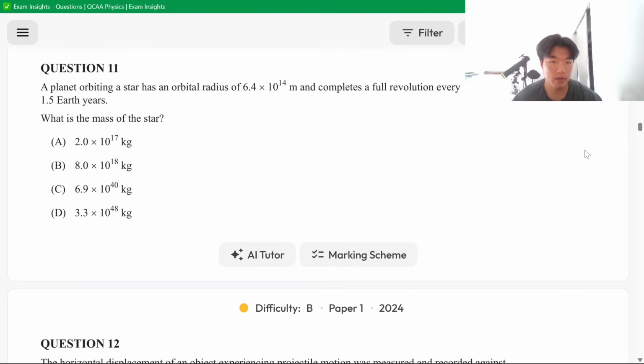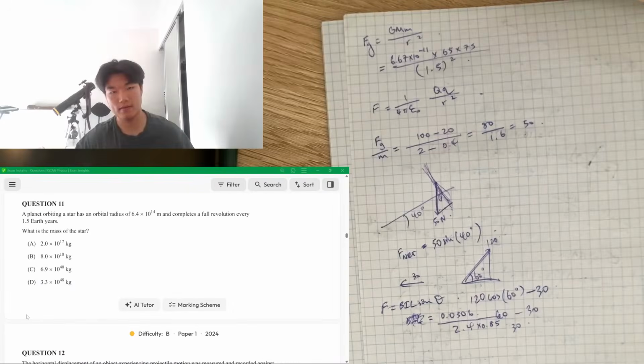A planet orbiting a star has an orbital radius of 6.4 times 10 to the 14 meters, and completes a full revolution, so the period, every 1.5 Earth years. We need to convert years to seconds since we're calculating the mass.